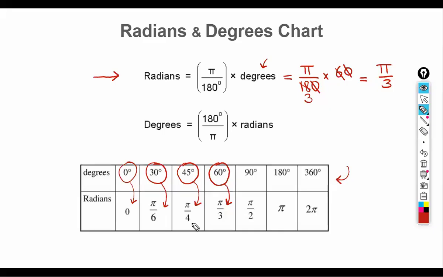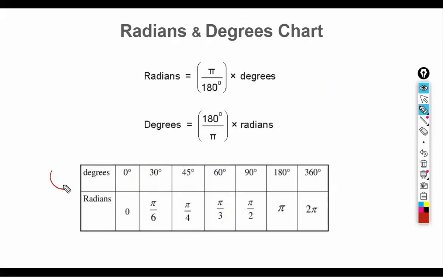Because believe it or not, even though we grow up with degrees, a lot of scientists and mathematicians don't actually use degrees. For some strange reason, they prefer radians. So do me a favor, take down everything on the screen, including the chart, and we'll move on to more interesting things.